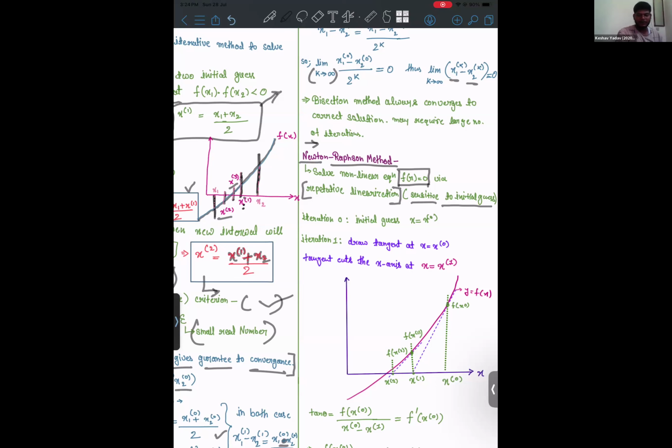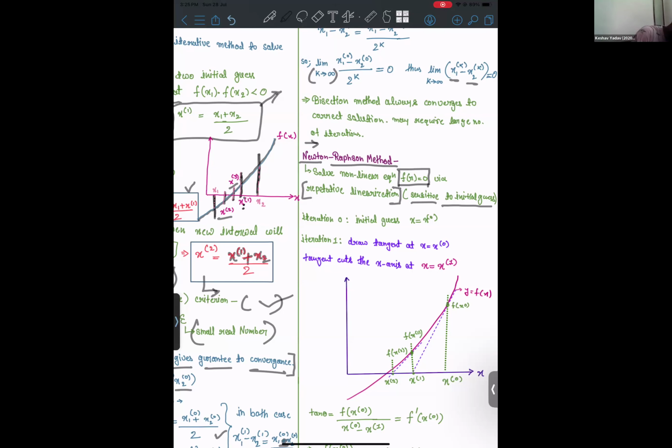So many a time, what people do, first they start with the bisection method. They do some iterations, then after the third, fourth, fifth or some kth iteration, they find x1 and x2 at the kth iteration. One of them they choose as an initial guess for the Newton-Raphson method. Then they solve by the Newton-Raphson method. Since Newton-Raphson converges very quickly, it does not require a large number of iterations, but it is very sensitive to the initial guess. Okay. So what is the Newton-Raphson method? Now we will see.